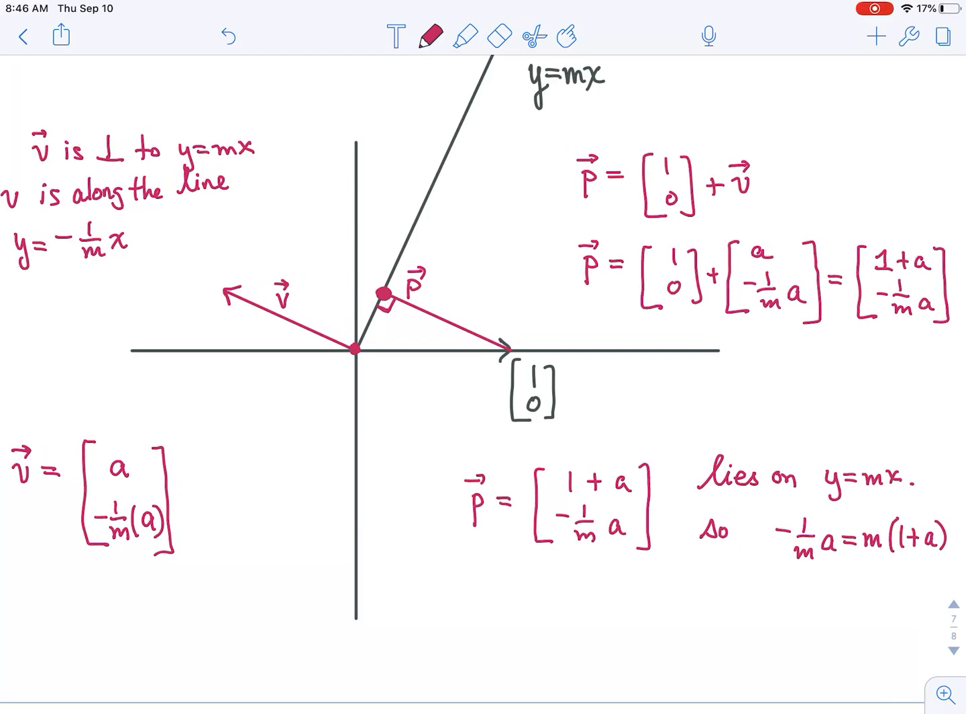That's pretty cool, right? And so let's clear denominators and see what that means. So that's going to mean negative a is m squared plus m squared a. And that's going to imply, if we solve for a, let's do it over here.